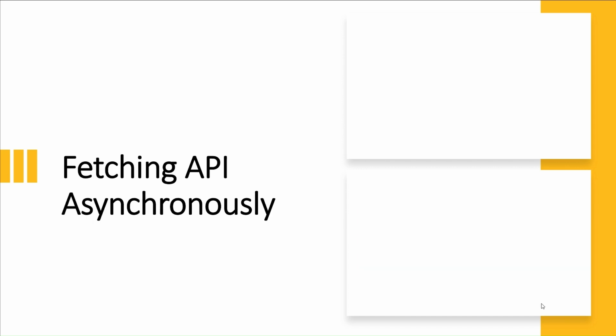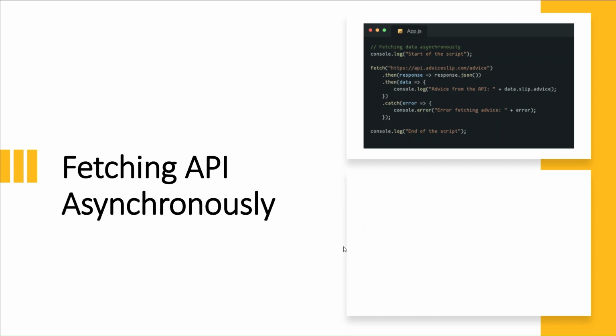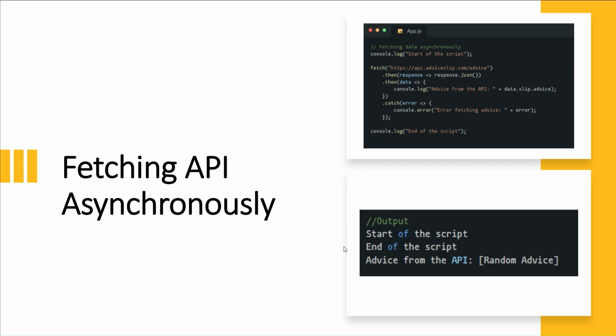Now, here is an example of asynchronous code while fetching an API. The fetch function is asynchronous and is used to make an HTTP request. In this example, it fetches advice from an API. The script does not wait for the fetch operation to complete, so end of the script is logged first. Once the advice is fetched, the callback is executed, logging the advice.